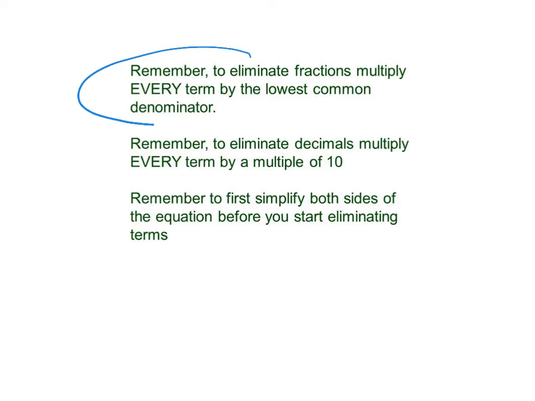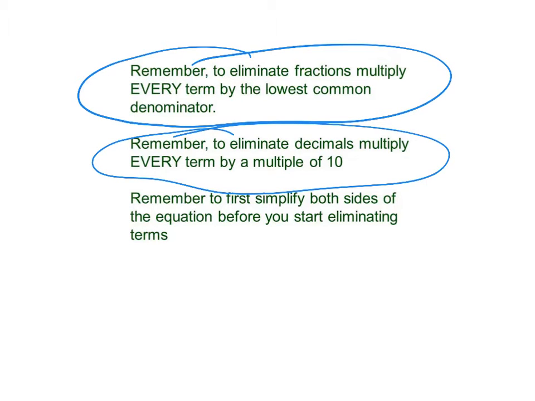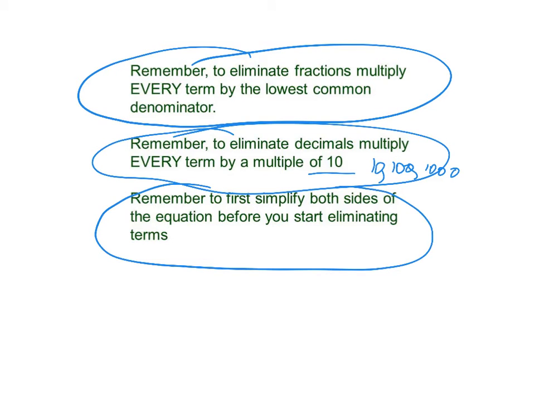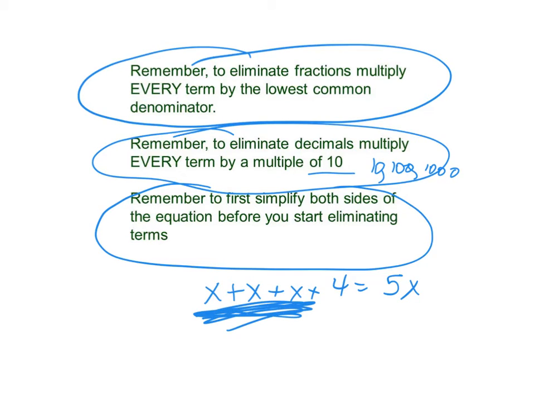Alright, reminders: when you have fractions, multiply every term by the least common denominator. When you have decimals, multiply everything by a multiple of 10, 100, 1,000, depending on how many digits are to the right of the decimal. Also, remember to simplify both sides of an equation before you start eliminating terms. If I have x plus x plus x plus 4 equals 5x, make sure you combine those first.